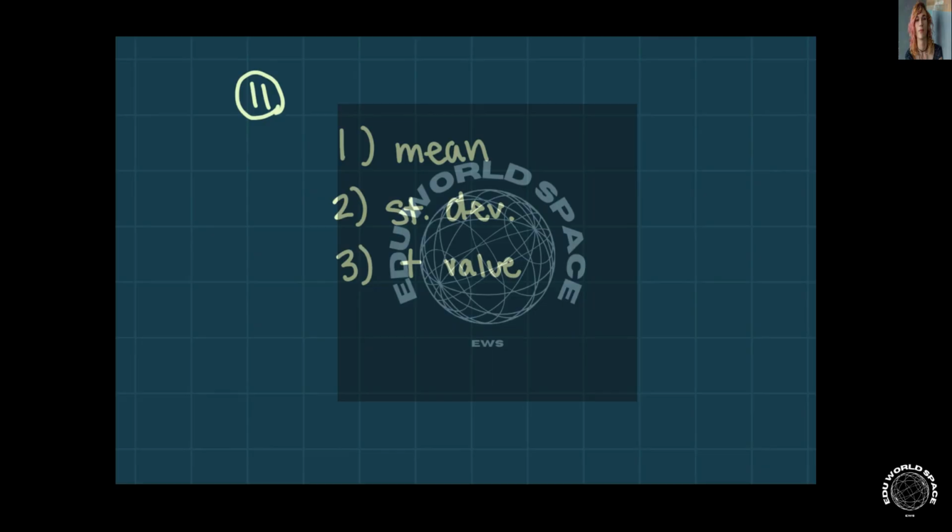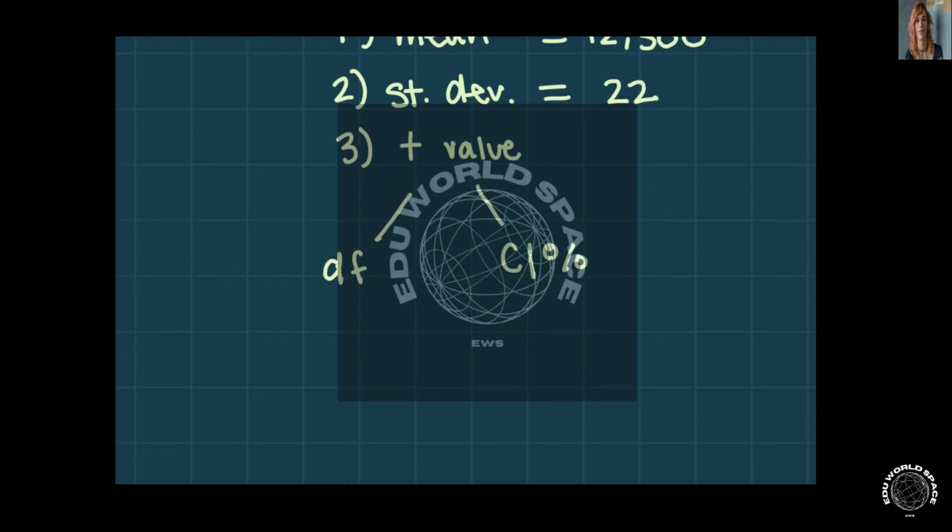So the good news is this problem has already provided us with the mean and the standard deviation. The mean is 12,300 pounds, and the standard deviation is 22, which means all that we need to do is find the t-value. In order to find the t-value, you need two different things: your degrees of freedom and your confidence level percent. Degrees of freedom is calculated using n minus 1. So in this case, that would be 8 minus 1, which equals 7. And the confidence interval level is given to us at 95%.